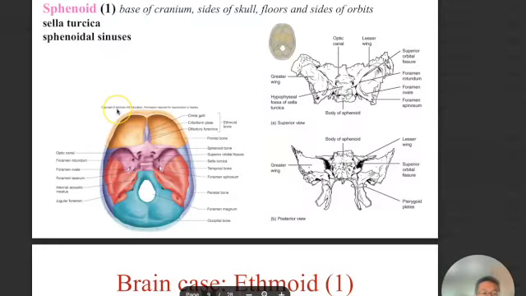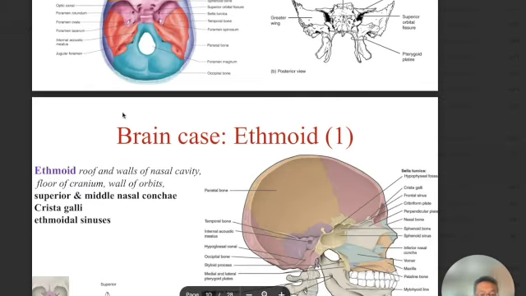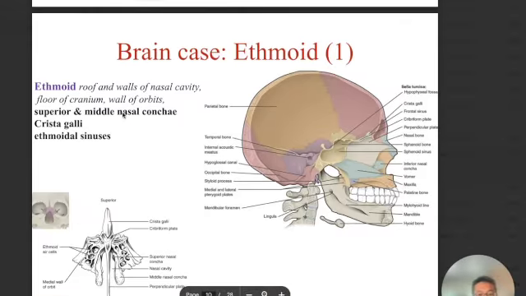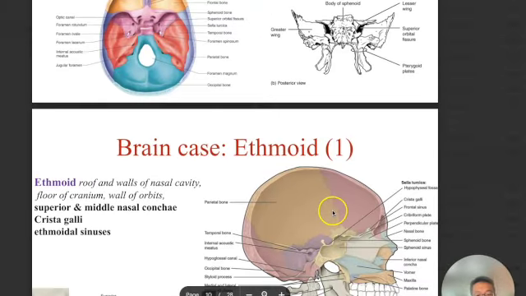Now, one of the things, here's a better view. This is a side view of that sphenoid bone. Here is called a sella turcica. Right there, this little thing right there. That's where your pituitary gland sits. Your sella turcica.